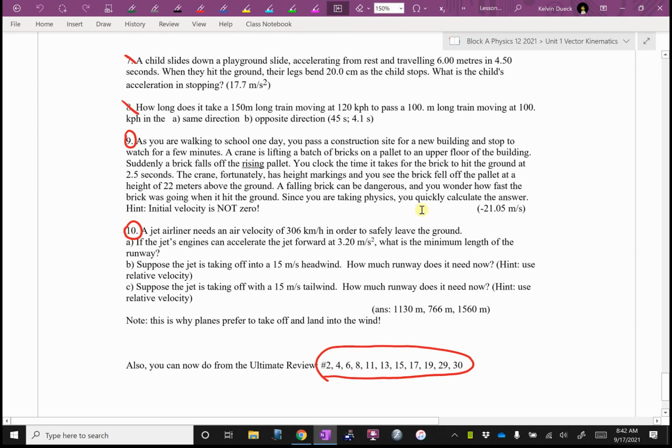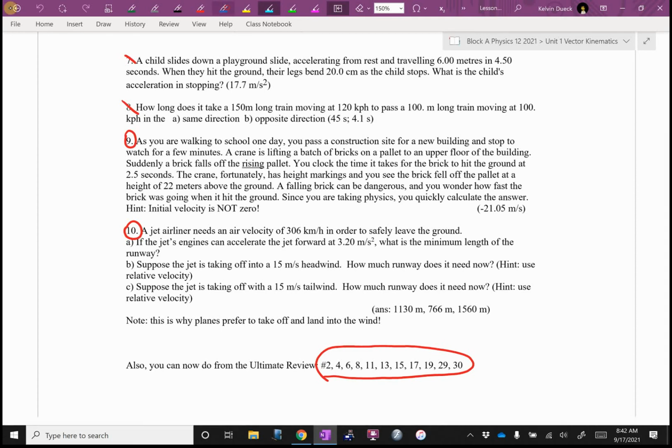So as you're walking to school one day, you pass a construction site for a new building and stop to watch. A crane is lifting a batch of bricks to the upper floor. A brick falls off a rising pallet. I guess that means its initial vertical velocity is not 0. Okay. You clock the time it takes for the brick to hit the ground at 2.5 seconds.